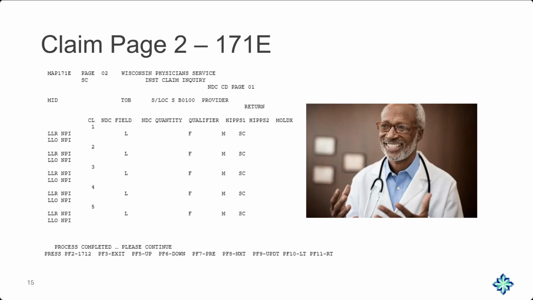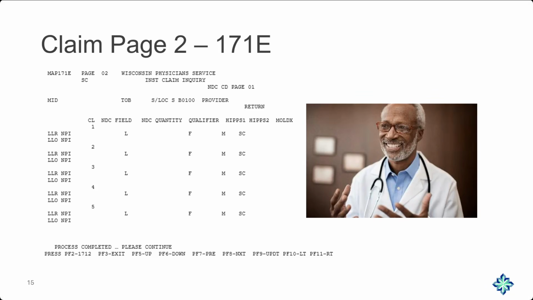171E is used to enter line level referring and ordering National Provider Identifier, NPI, information. Some hospitals have to include National Drug Code, NDC, information for unclassified drugs and biologicals. And this information is also added on this screen in the corresponding line item of the drug code.